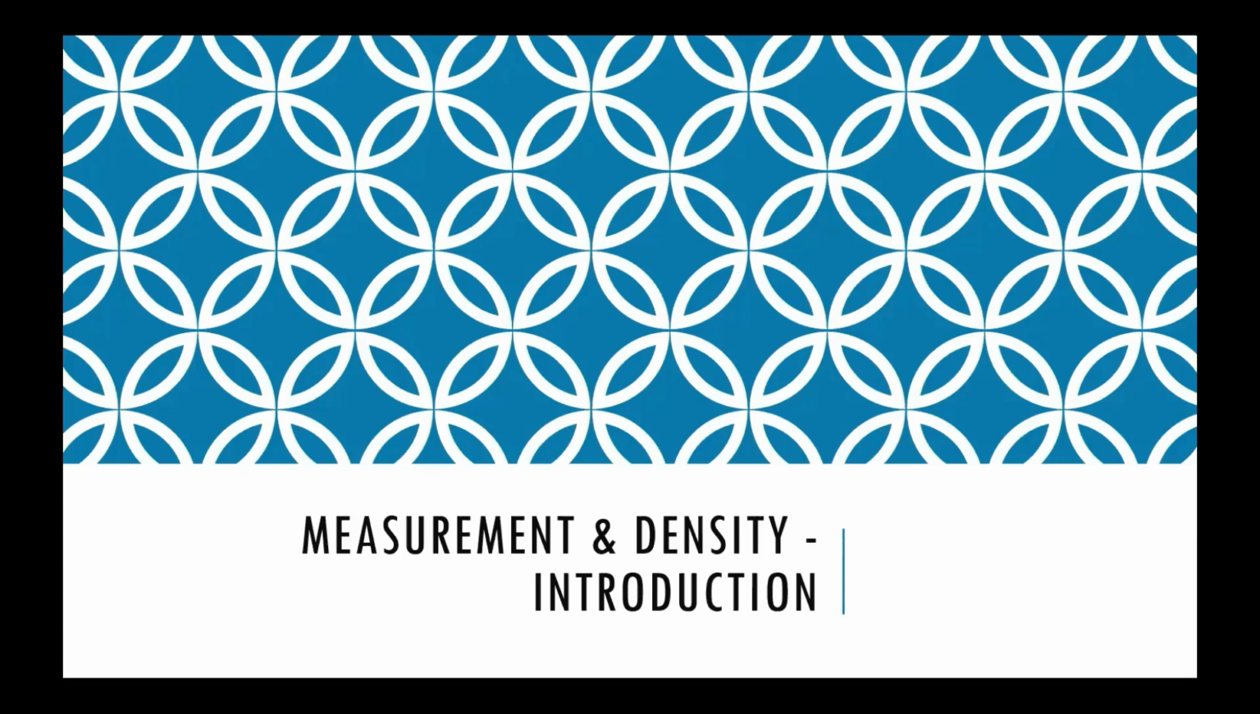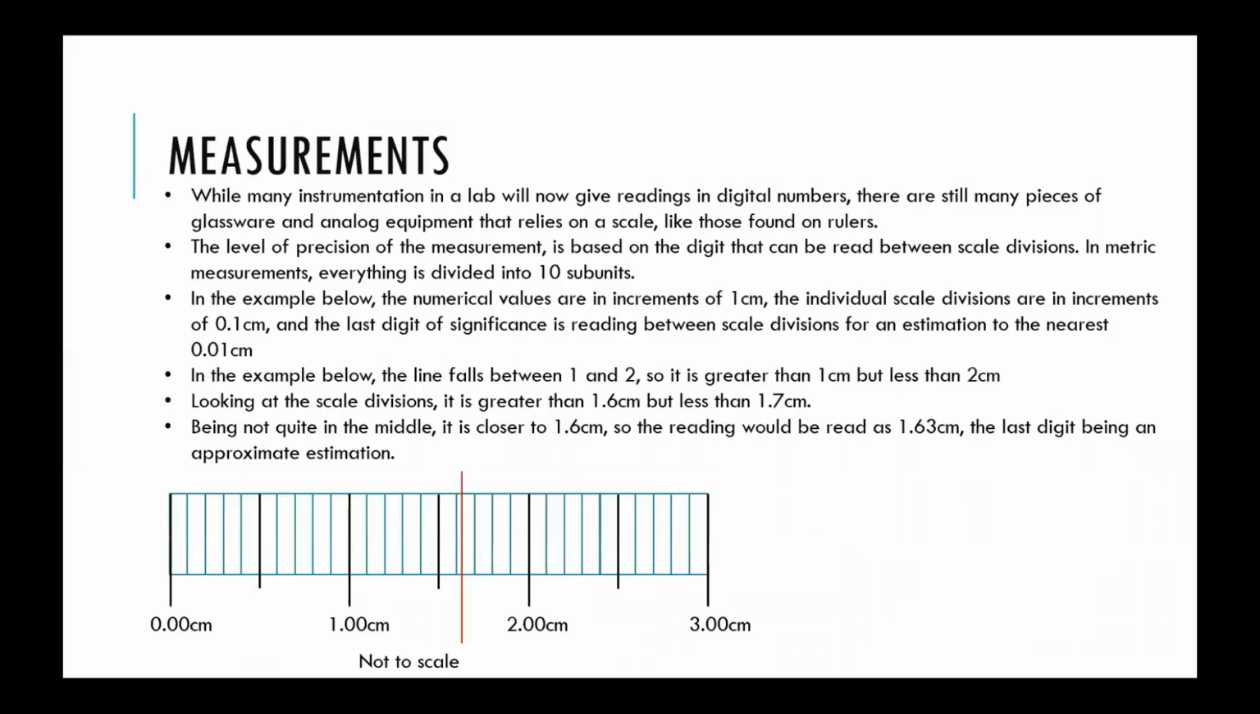In a lab setting, you measure a lot of different things using different pieces of equipment and instruments to measure the exact property. Measuring mass, measuring volume, measuring length, temperature, and even light are things that you can measure in a lab. While many times these pieces of equipment have a digital readout now, where you can see the numerical value of the measurement, a lot of older pieces of equipment or just general pieces of glassware do not have a digital readout. And these pieces of equipment need to be measured using a scale.